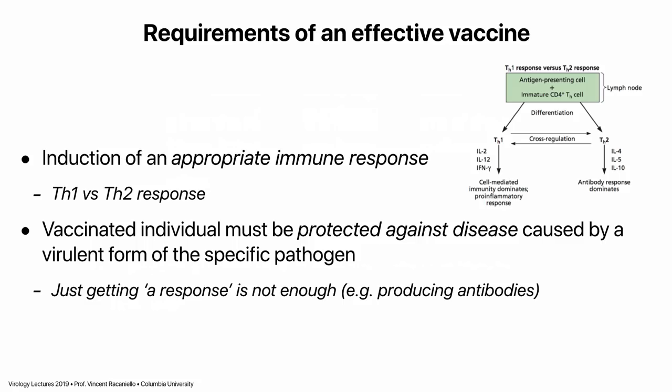Remember Th1 versus Th2, I hope, from our immunology discussion. You also have to be protected against disease. It's not good enough to get an antibody response. So let's say you're testing a vaccine, you enrolled a few hundred people in your trial, you immunize them, you take serum, you say, we have antibodies to the virus. That's not good enough, depending on how you measured them. If you do neutralizing assays, that's good. But then you have to show that they're protected against infection.